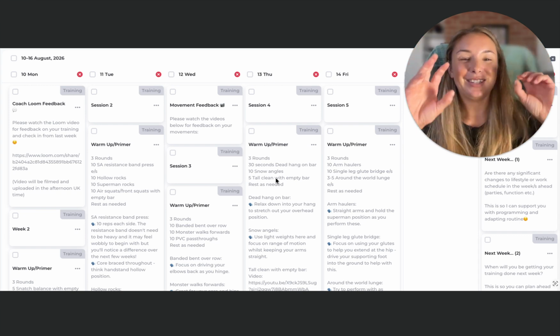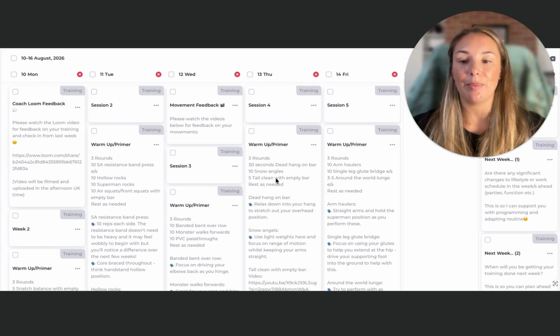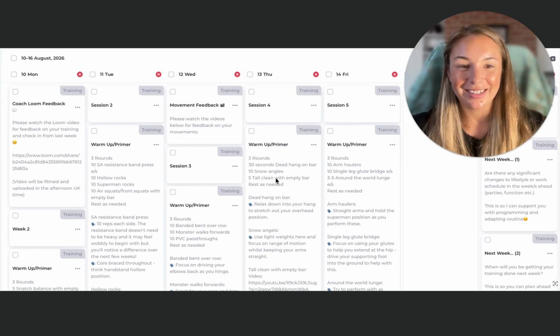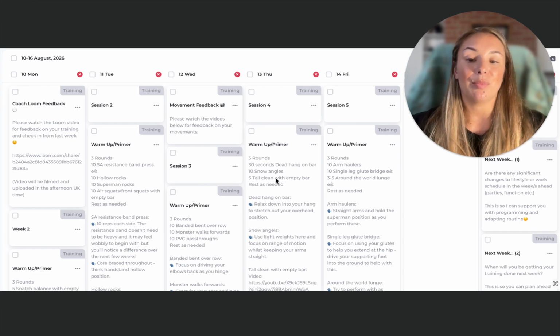We don't always just need to throw everything at programming all of the time. If I'm working on dead hangs and I'm struggling with my grip strength, then if I just carry on working on dead hangs, my grip strength is going to improve anyway.